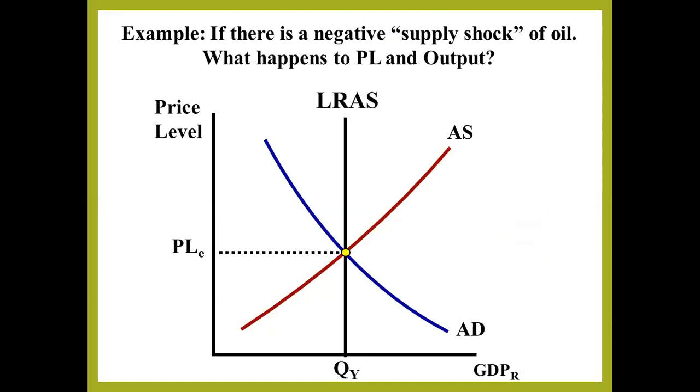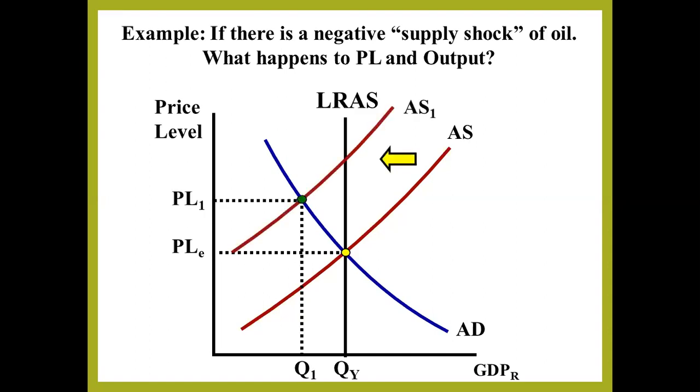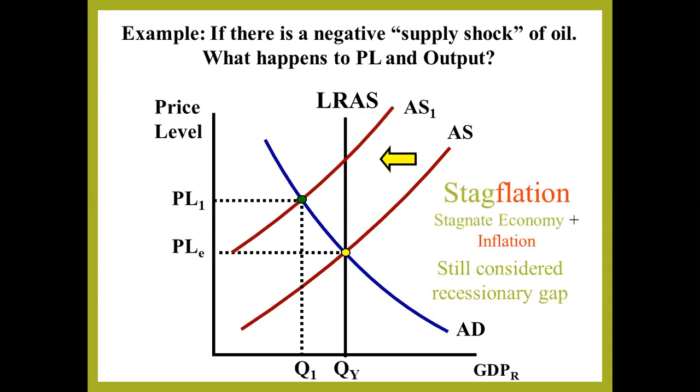What about if there's a negative supply shock of oil? A supply shock would be a sudden change of the supply. And if it's negative, that means it's going to decrease supply. So that one's pretty simple. You're going to decrease your supply, you're going to move to the left. So that's what happens. Price has gone up and output's gone down.